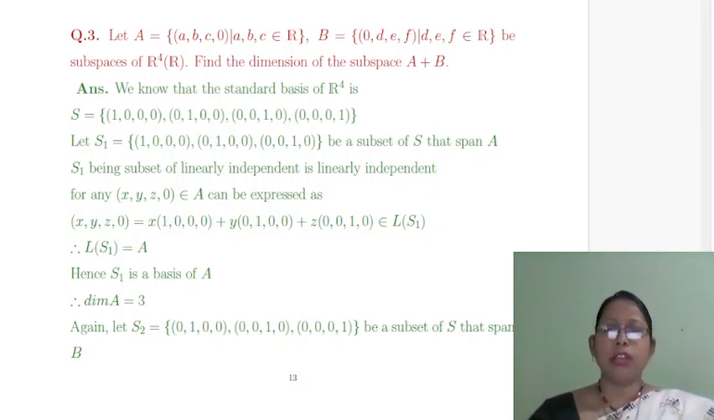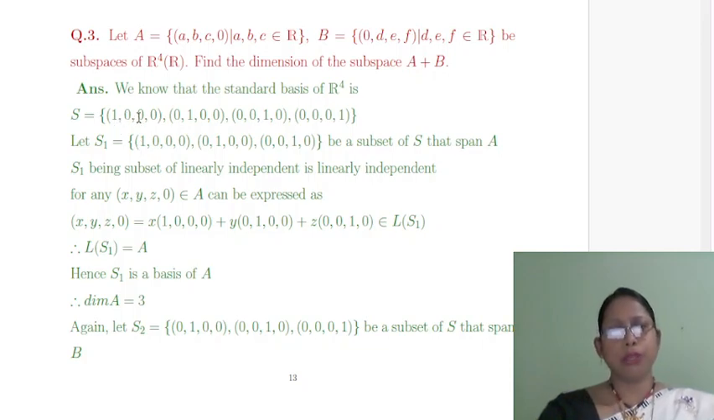We know the standard basis of R4 is S equal to the first vector 1, 0, 0, 0, the second vector 0, 1, 0, 0, the third vector 0, 0, 1, 0, and the fourth vector 0, 0, 0, 1. Let S1 be the subset of S consisting of the vectors 1, 0, 0, 0, 0, 1, 0, 0 and 0, 0, 1, 0, which is the subset of S that spans A.